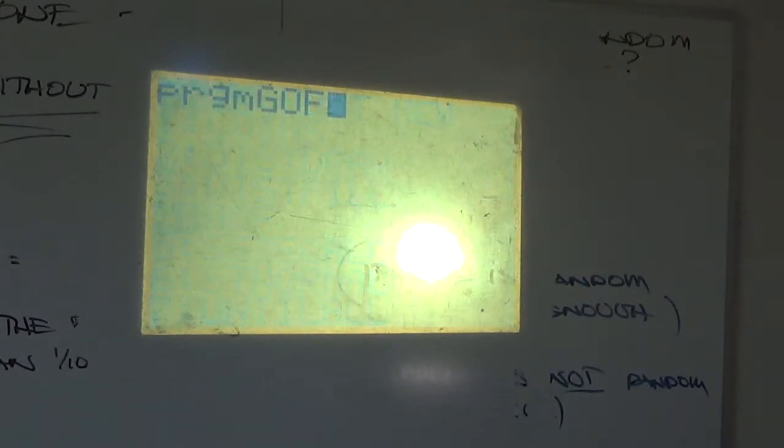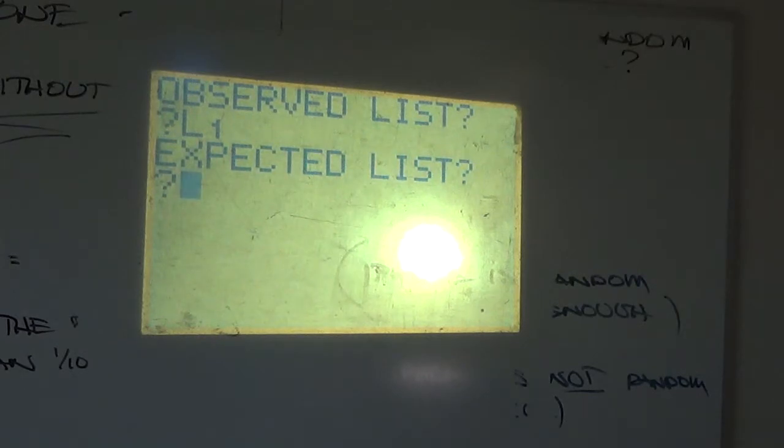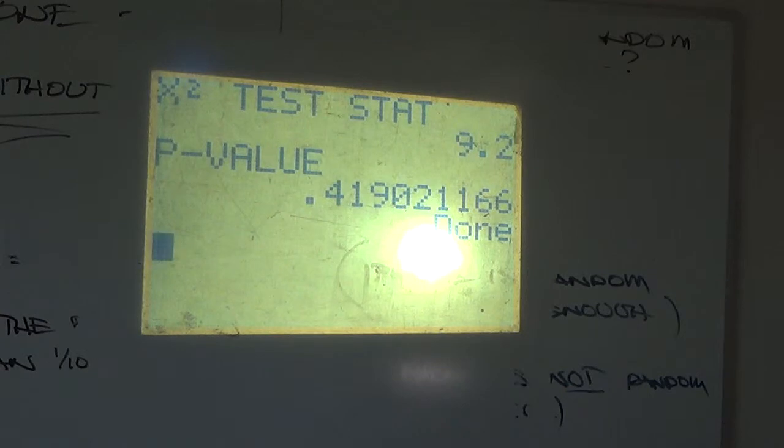So you grab that, and first thing it says, where is your observed list? Second one. Enter. Where is your expected list? Second 2. Enter. Boom! Done. You can do it with the TI, but it asks you for degrees of freedom, which is not hard, obviously. You put in 9, one less than your categories.